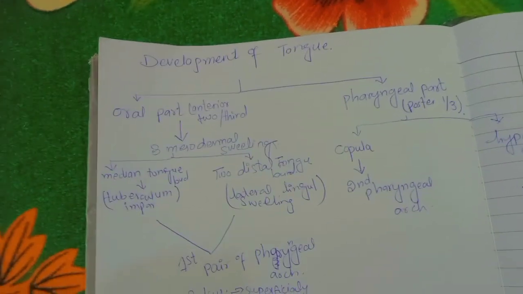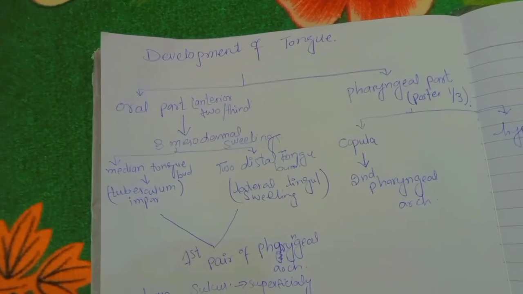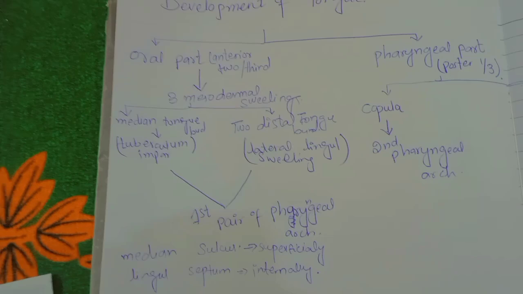Tongue has basically two parts, oral part and pharyngeal part. Oral part gives rise to anterior 2/3 and pharyngeal part gives rise to posterior 1/3 of tongue.